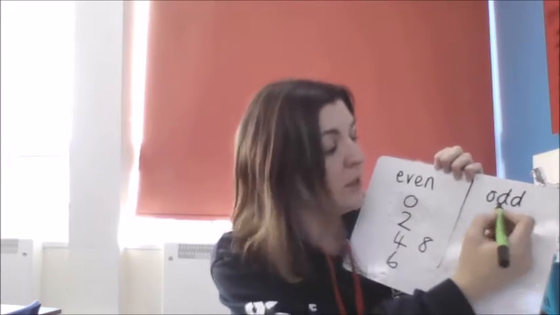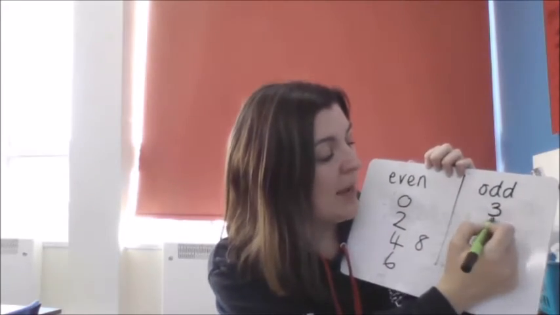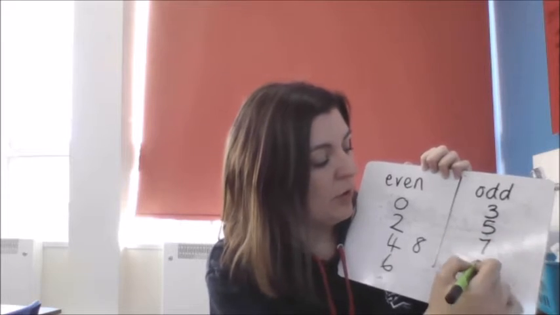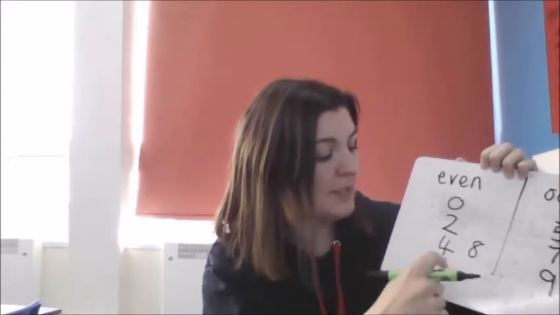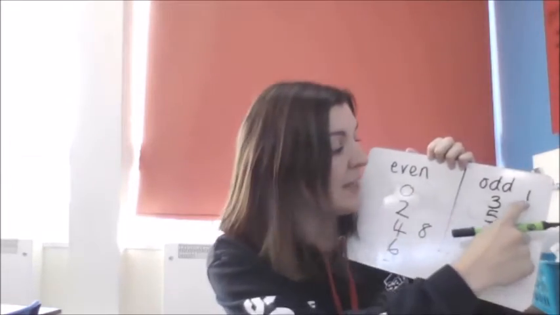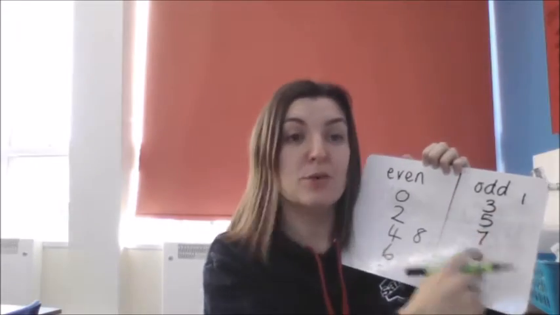Okay, if they are odd, they end in 3, 5, 7, or 9, or 1. Sorry, I've missed 1 out. So if they are even, it's 0, 2, 4, 6, and 8. If they are odd, they end in 1, 3, 5, 7, or 9.